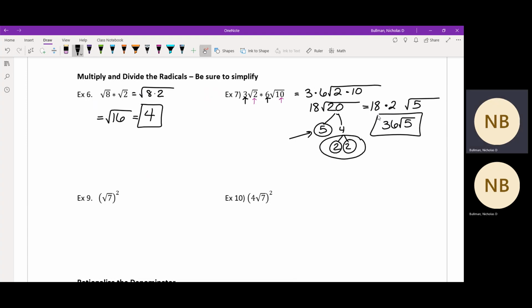Okay. So all you're doing is you're multiplying the outsides together, multiply the insides together, and then reduce like we did on the front side of the notes.